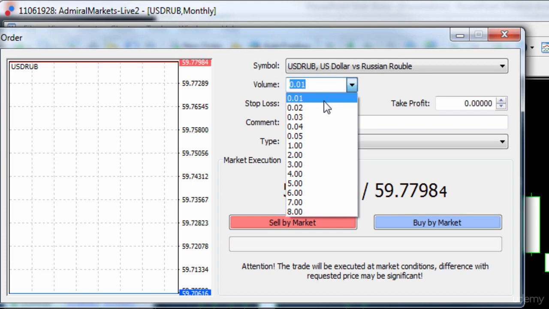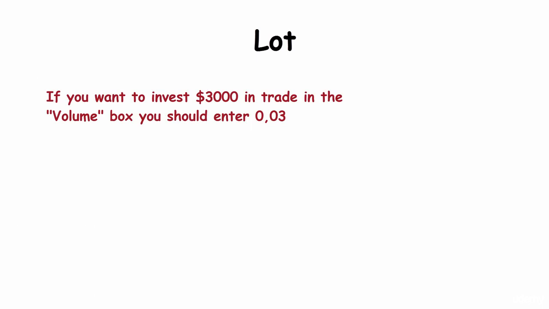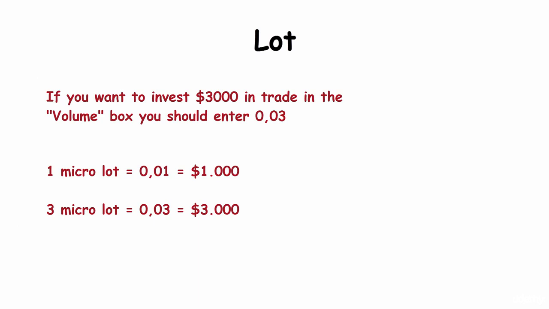In the drop down menu we are offered a volume of lots of at least 0.01. That means one micro lot, and up to an amount that the size of the deposit and brokerage leverage allow. For example, if we want to enter a trade with 3,000 US dollars, we will enter 0.03 in the box volume, and that represents 3 micro lots.